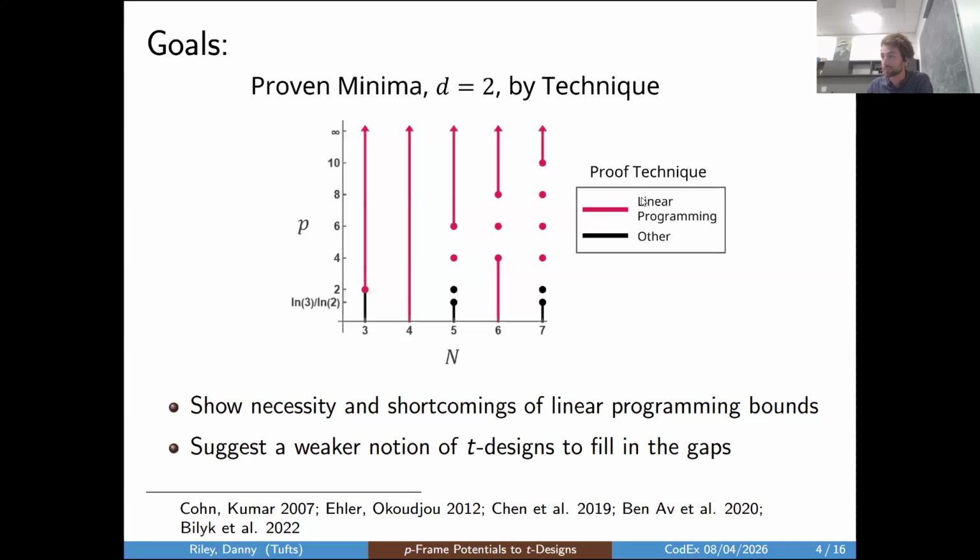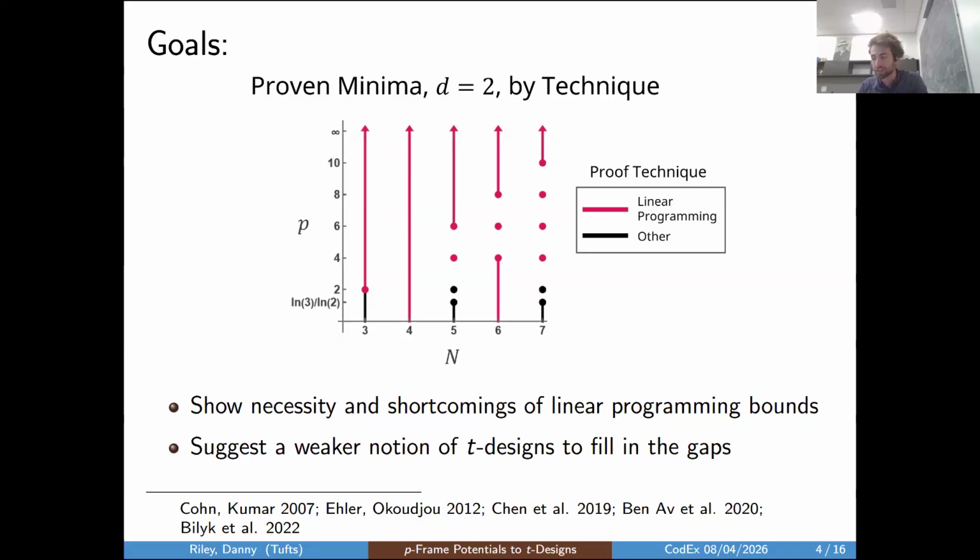But what you can also see, because it's colored by proof technique, is that most of the proofs rely on linear programming techniques. So I'm going to cover what exactly those are. I'm going to show the necessity of them and describe what some of the shortcomings are, like why can't we use that to fill in the gaps in the middle? And I'll suggest a weaker notion of T-designs to begin to fill in those gaps.